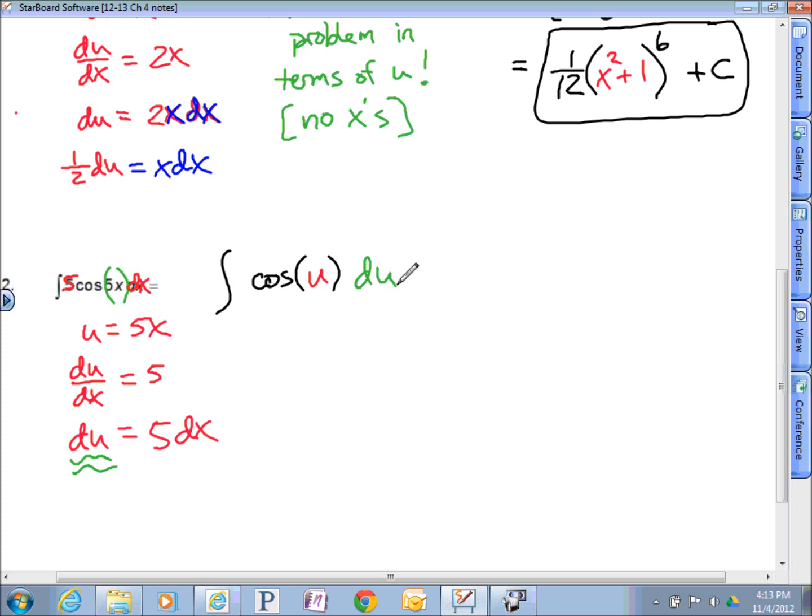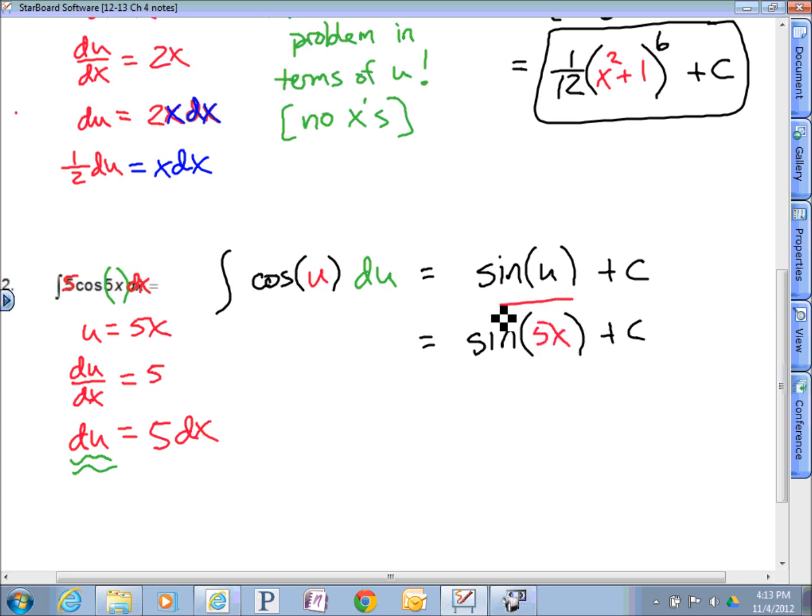Is it an integral we know how to do? You bet it is. Whose derivative is cosine? Sine. Don't forget your c. Now, did the original problem have u's in it or x's? It had x's, so let's rewrite it. Sine of that 5x we started with plus my c.